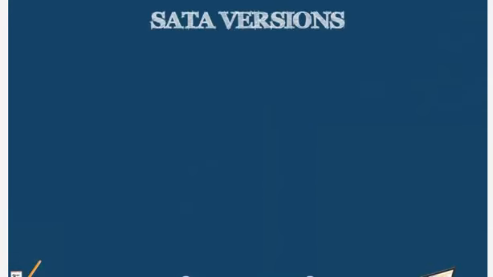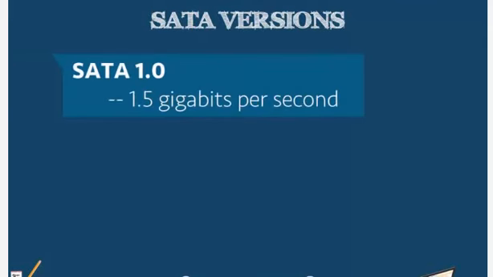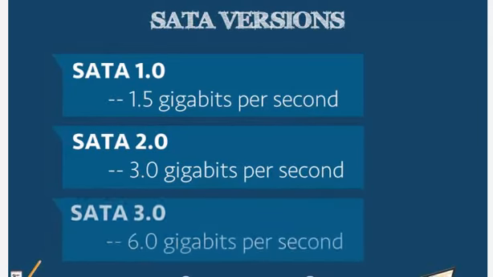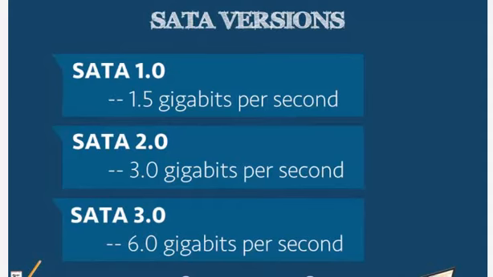We have different standards for SATA. One of the original versions was version 1.0. It ran at 1.5 gigabits per second. The second is SATA 2.0, which runs at 3.0 gigabits per second. The latest SATA standard 3.0 goes even faster, which runs at 6.0 gigabits per second.